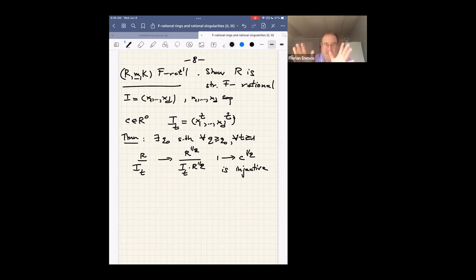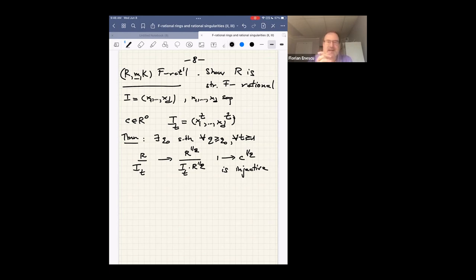All right, so we're assuming that the ring is F-rational. Under these conditions, I'm claiming that for this C that I have, there is a Q0 such that this map R mod I^[t] into R^(1/Q) over I^[t] R^(1/Q), that sends 1 into C^(1/Q), is injective.